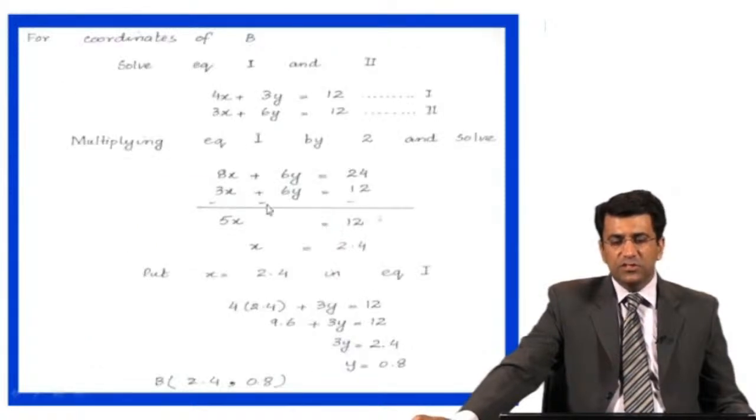Now let's solve these equations. Again, this is equation 1, this is equation 2. In order to find the coordinates of B, by using the simultaneous method, we can get the value of B equal to (2.4, 0.8). That is, the x coordinate is 2.4 and the y coordinate is 0.8.